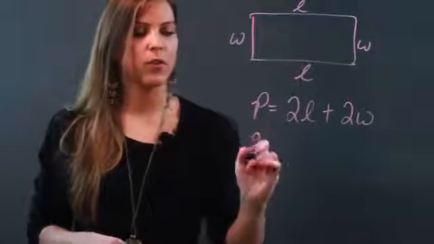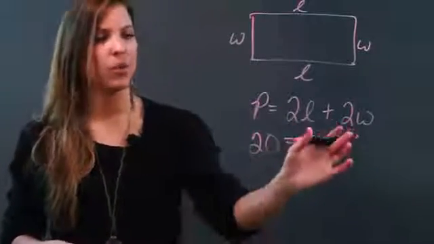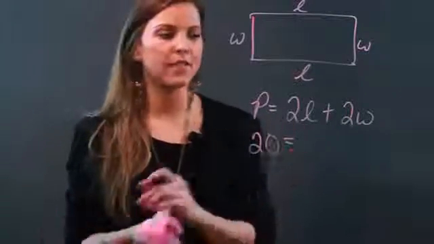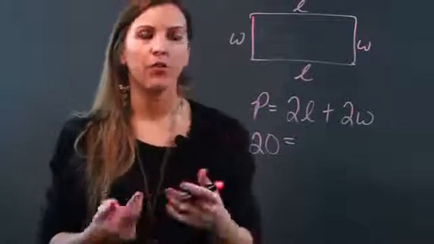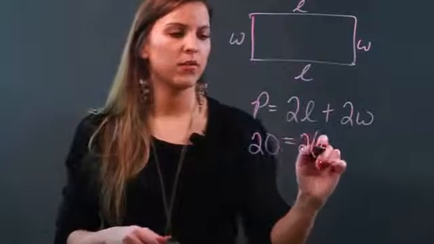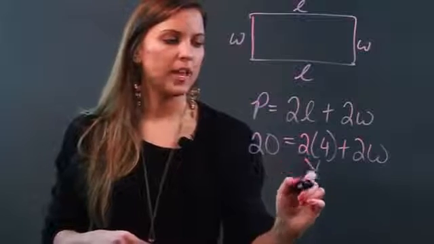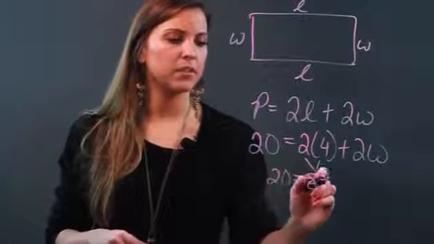So if I know that my perimeter is 20, I do need to know one of these other values in order to figure this out. So let's say you're given your length. Let's say you're given that your length is equal to 4. Then I'm going to do 2 times 4 plus 2W because I don't know W yet. That becomes 8, so I get 20 equals 8 plus 2W.